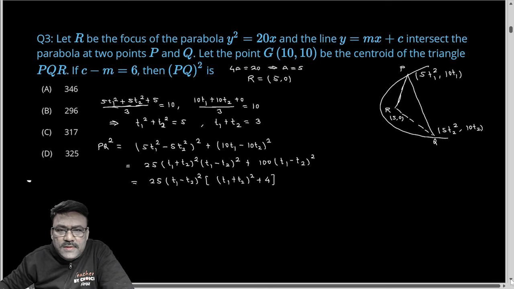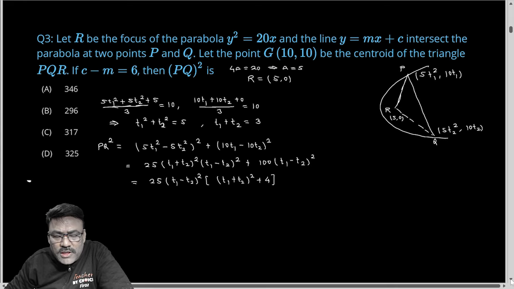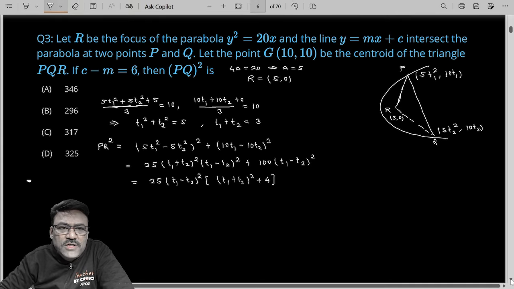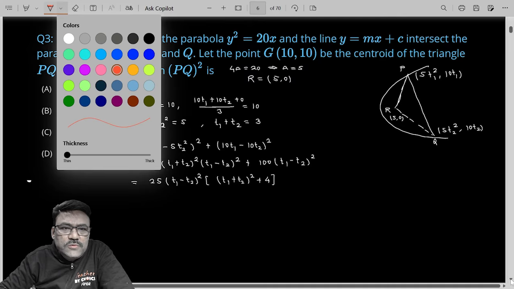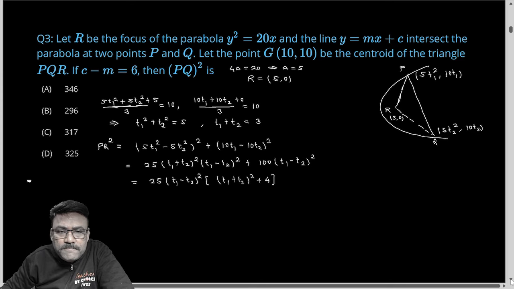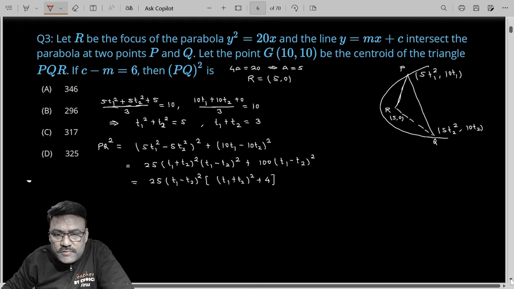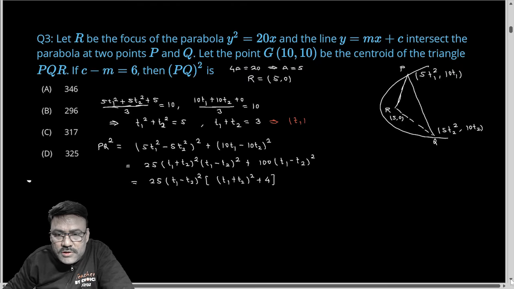So in fact, t1 minus t2 whole square is what? t1 plus t2 whole square minus 4 t1 t2, but I don't know t1 t2. So let's find t1 t2 first. If I do squaring here, t1 plus t2 whole square is 9. So this gives you t1 square plus t2 square plus 2 t1 t2 is equal to 9. And t1 square plus t2 square is 5. So this gives you t1 t2 is equal to 2.